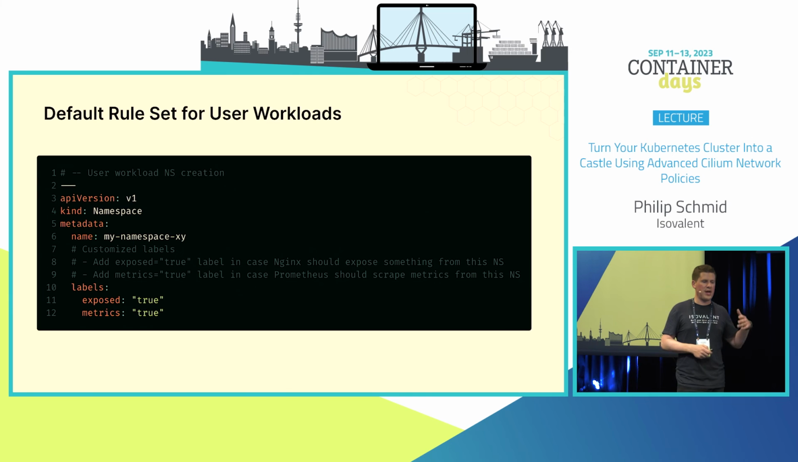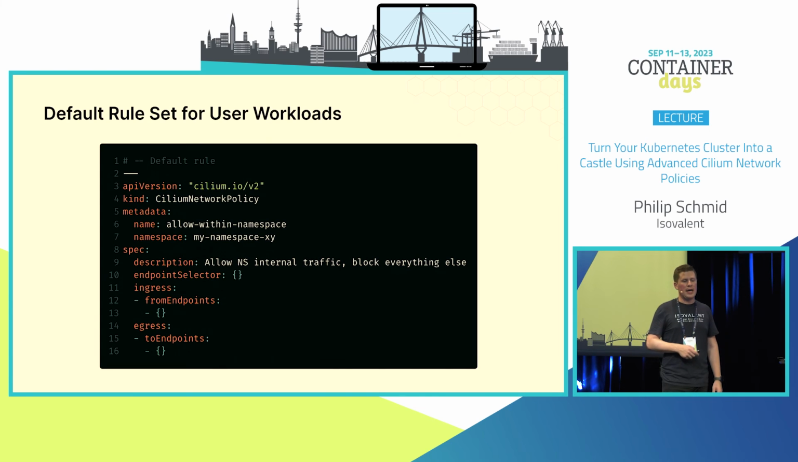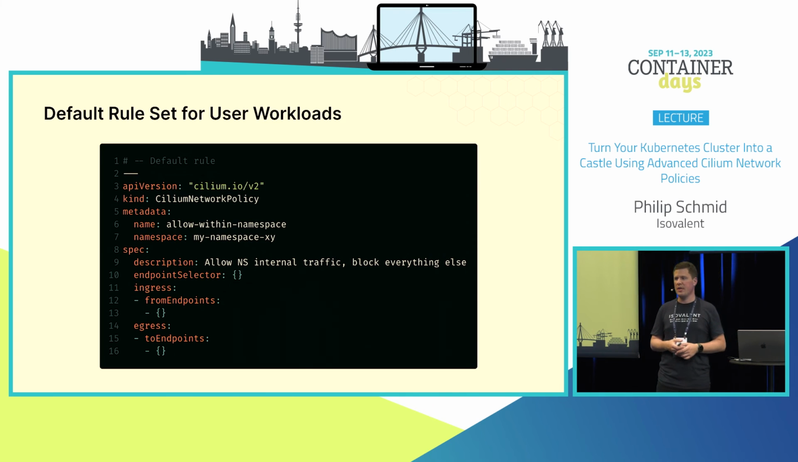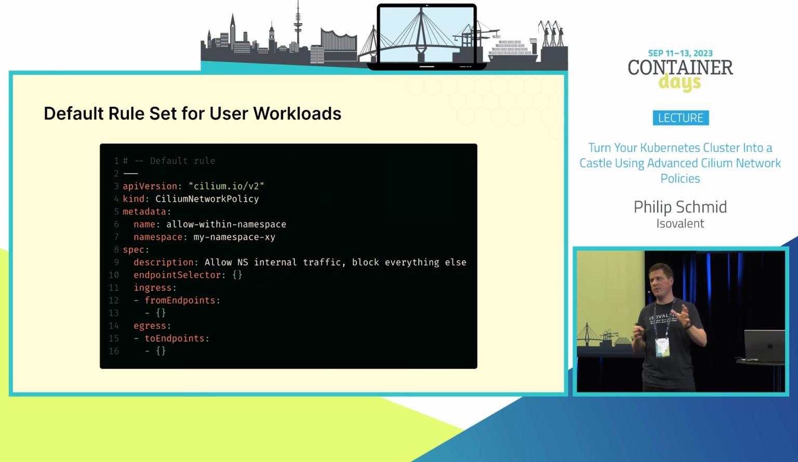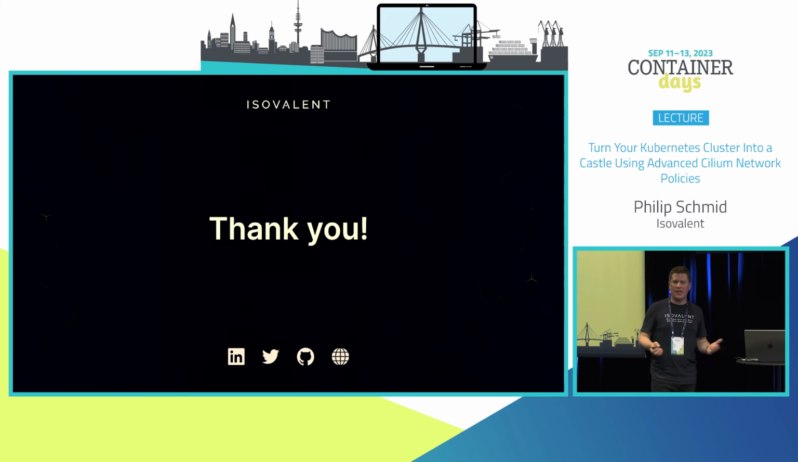So here, if you define a new namespace, you give it a name, you decide which infrastructure component needs to have access to it, and based on that, you set the respective labels. And finally, you also need to apply this allow all within the namespace policy to reallow communications happening between the different, for example, deployments that are deployed in this new user workload namespace. So yeah, that's already it.